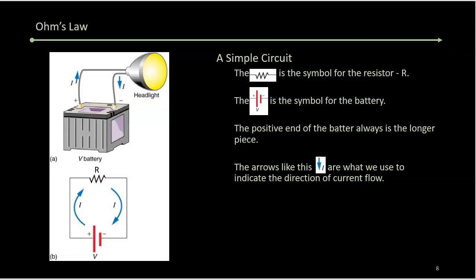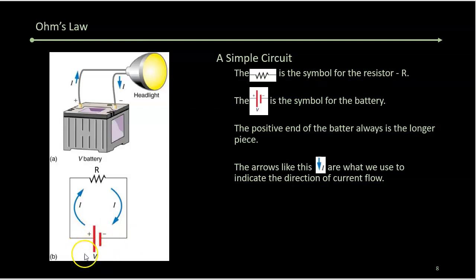Okay, let's start looking at circuits and figuring out how all of these relate. If you have a simple battery hooked up to a headlight of some sort, in a really simple circuit like this, current flows out of the positive terminal through the light and back into the negative terminal. In circuit diagram sense, that would look like this.